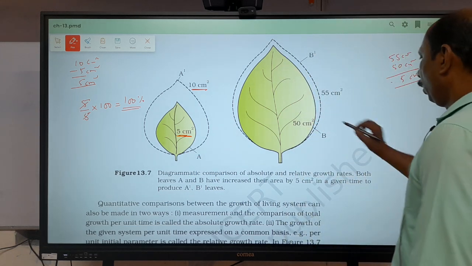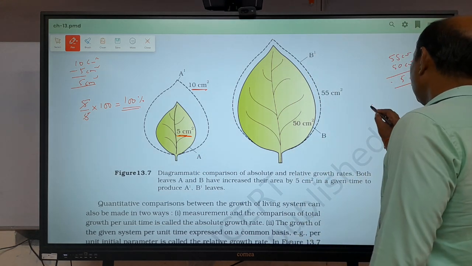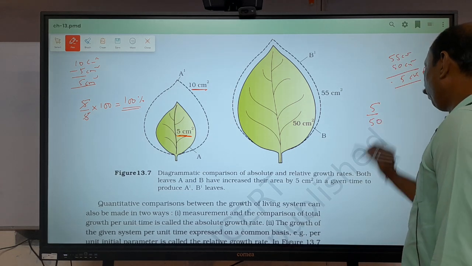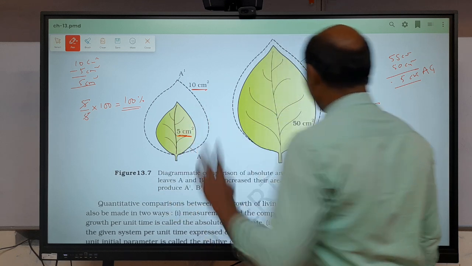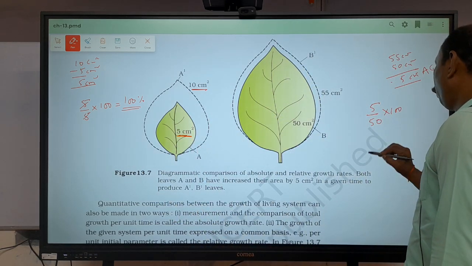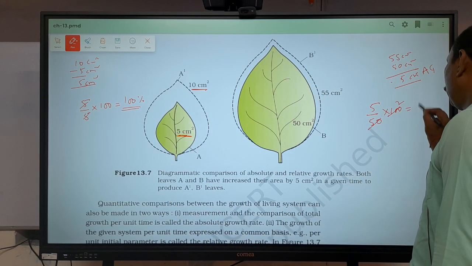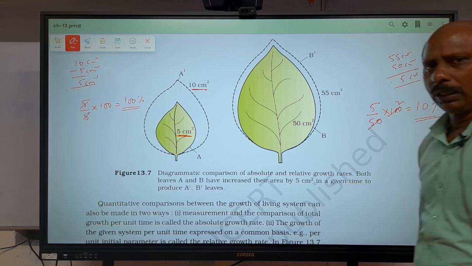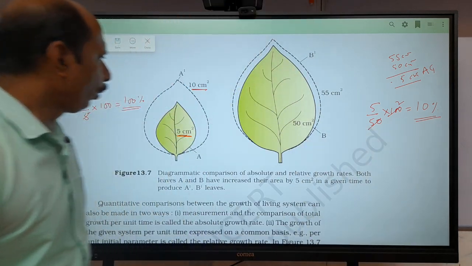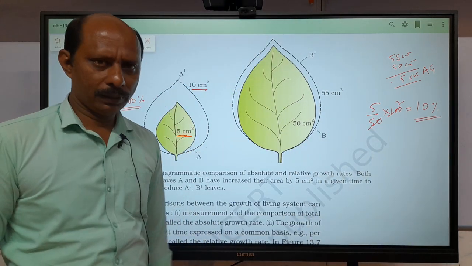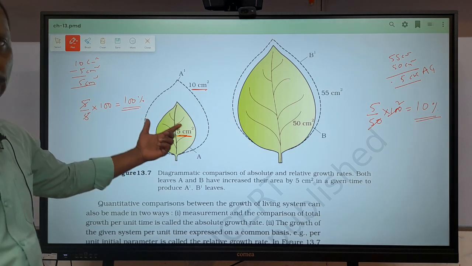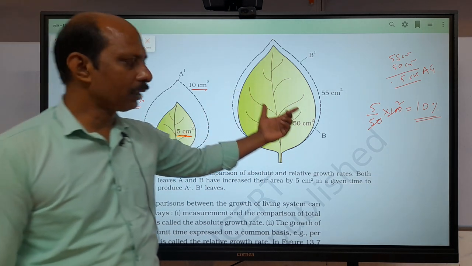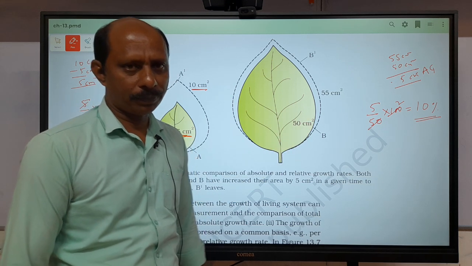But when we consider this one, it is 50, so I write here 5 centimeter. This one is the absolute growth, right? Initially we have 50 centimeter. Multiplied by 100, we obtain 10% relative growth. So that is the difference between absolute growth and relative growth. Absolute growth of both leaves is equal, but relative growth is different. In A, it is 100% relative growth, and in case of B, only 10% relative growth, right?